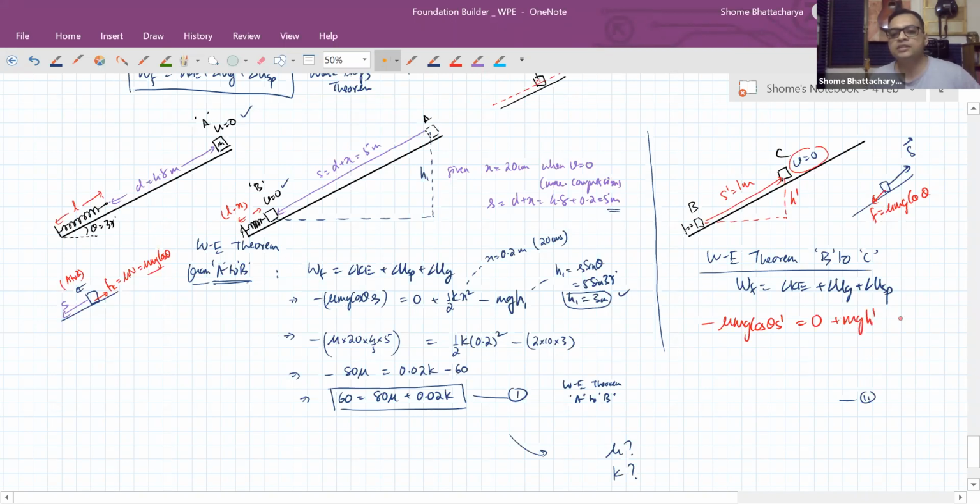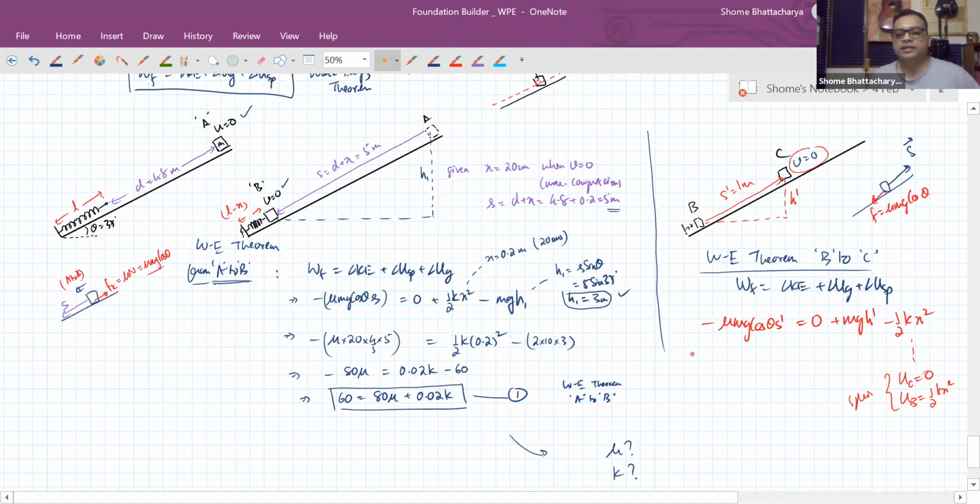And what will the change in potential energy of the spring be? Negative half k x square, because by the time you go back to C, the spring has come back to natural length. When the system is in position C, the spring is back to natural length. So the final potential energy of the spring at C is 0, whereas the potential energy of the spring at B was half k x square. So this is for the spring.